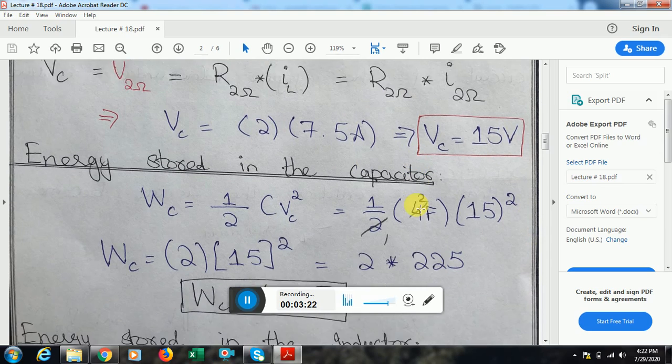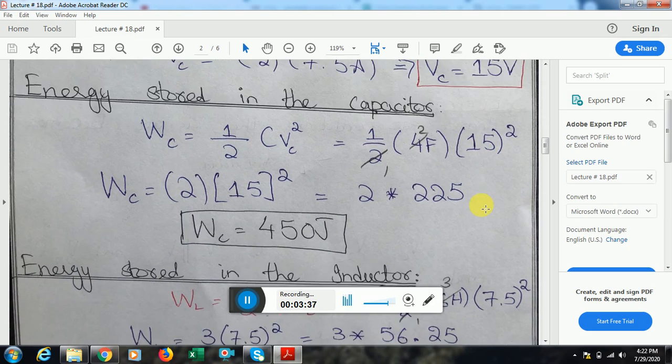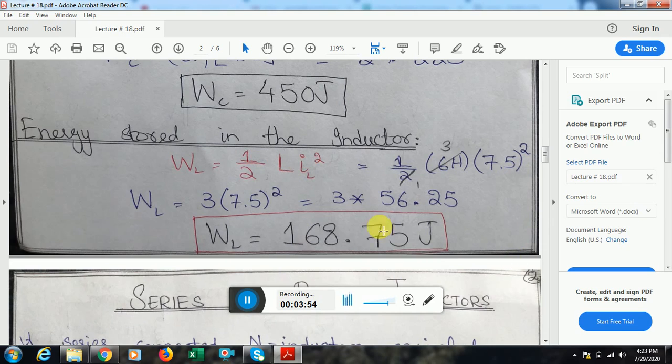Now we have to find the energy stored in the capacitor and the energy stored in the inductor. First of all, the energy stored in the capacitor is 1 by 2 C VC square. By inserting the value of the capacitor and the capacitor voltage, we get that the energy stored in the capacitor is 450 joules. Similarly, in the inductor energy is given by 1 by 2 L IL square. By inserting the value of L, which was 6 Henry, and IL, which was found as 7.5 amperes, we get that the energy stored in the inductor is 168.75 joules.